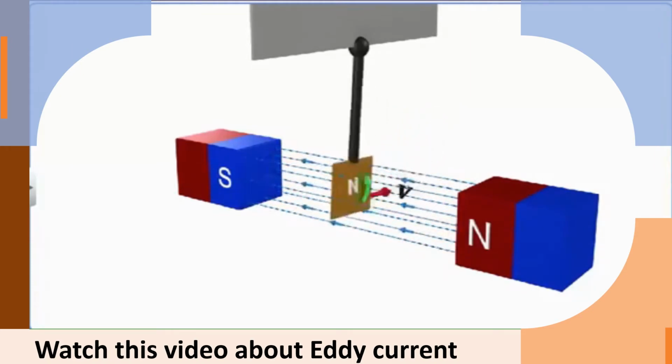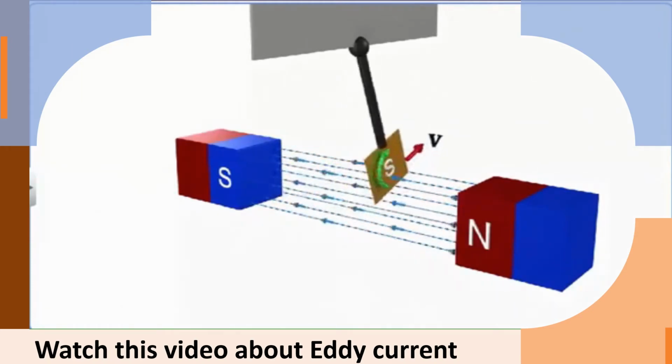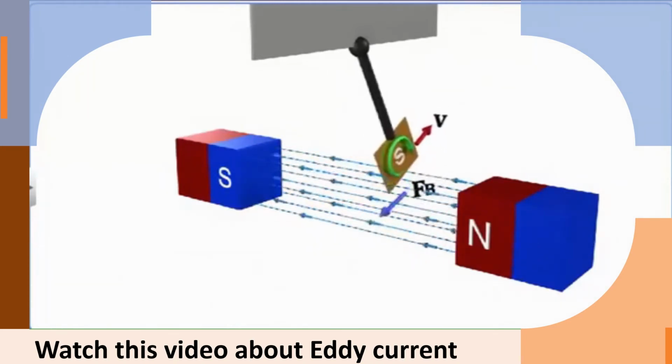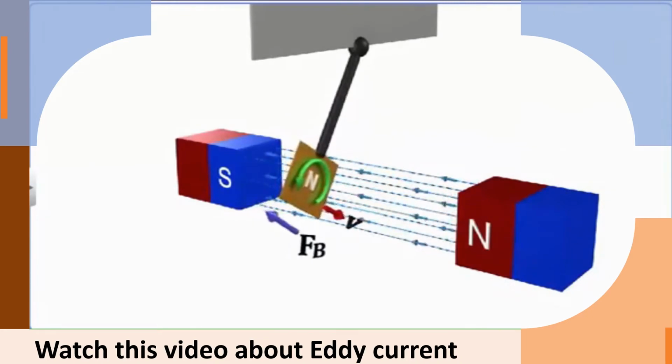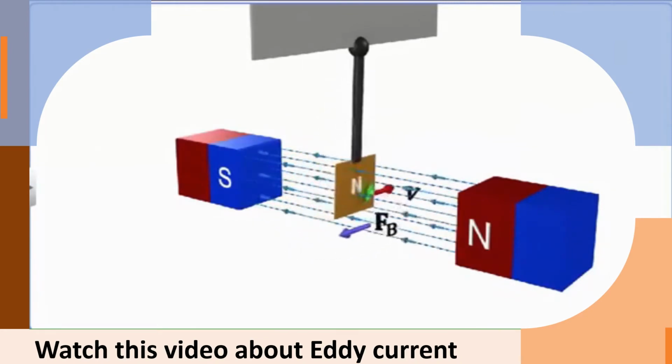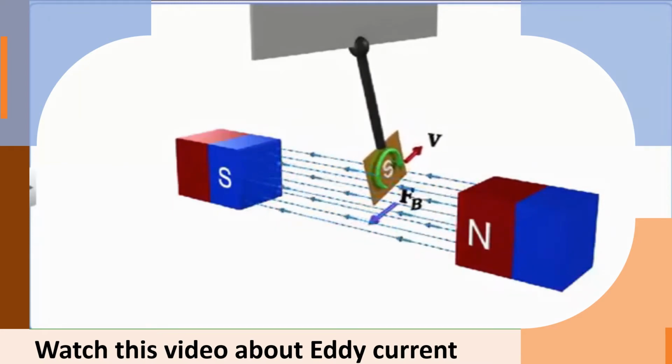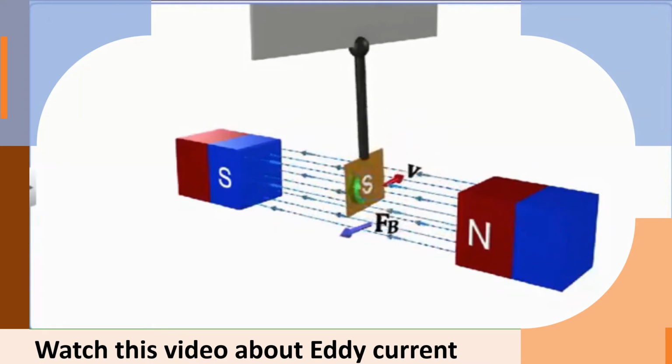The induced eddy current always produces a retarding force Fb when the plate enters or leaves the field. This retarding force slows down the swinging of the plate and eventually brings it to rest. Thus, the oscillations of the plate are damped.